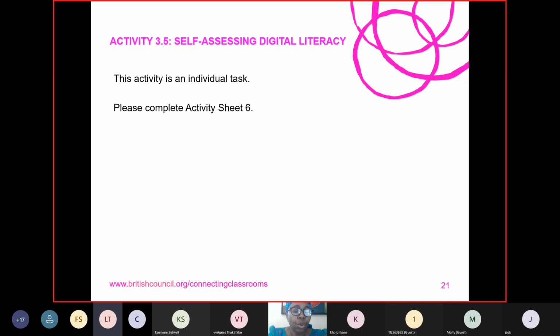For instance, I create opportunities for teachers and students to communicate with teachers and students in other schools. You have given yourself a 1 and you want to be at 10. How are you going to move from 1 to 10? Can you share that? Okay, ma'am. Can you hear me? Yes, I can hear you. Okay, ma'am. Thank you very much.